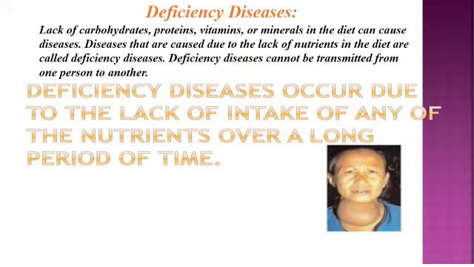So what happens if we don't take required amount of all these nutrients to our body? What will happen to us? So the lack of carbohydrates, proteins, vitamins or minerals in the diet can cause diseases. So the diseases that are caused due to the lack of nutrients in the diet are called deficiency diseases. That means if we don't take proper nutrients, we end up with diseases, and that is called as deficiency diseases.